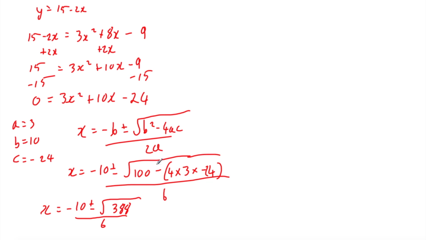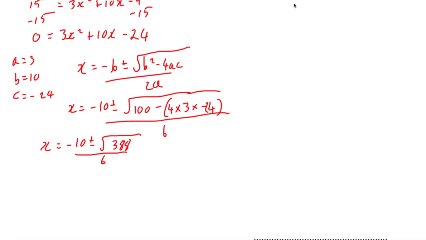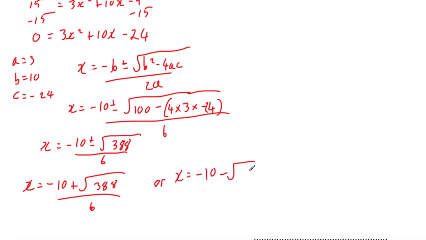So this is fantastic. We can now find our values for x. So actually, let's go back up a bit. Okay, so let's find our values for x. So here we have x will be equal to minus 10 plus the square root of 388 divided by 6, or x equals minus 10 minus the square root of 388 divided by 6. Just writing this plus or minus as a plus sign and then a minus sign. So let's work out our two solutions.